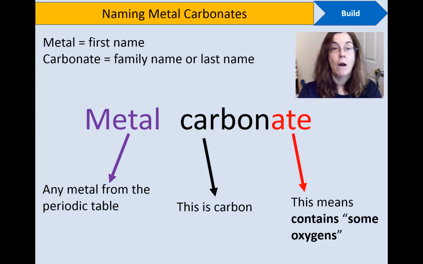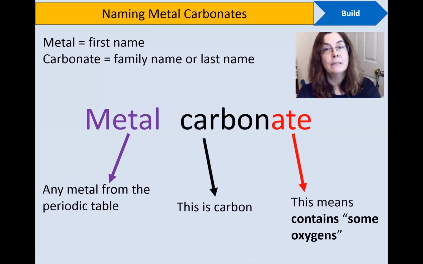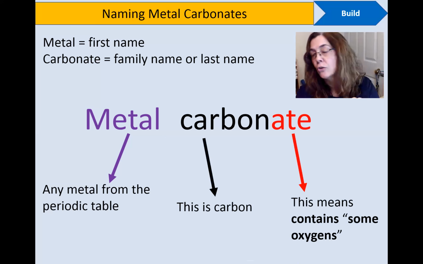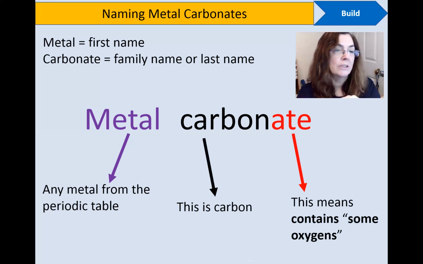Carbon is from carbon, and the "ate" means many oxygens, or contains several oxygens or some oxygens. So this is a compound that contains a metal, carbon, and some oxygens. So carbonate means carbon with some oxygens.